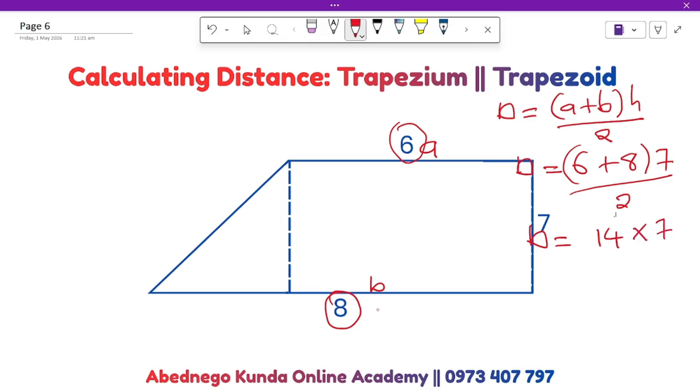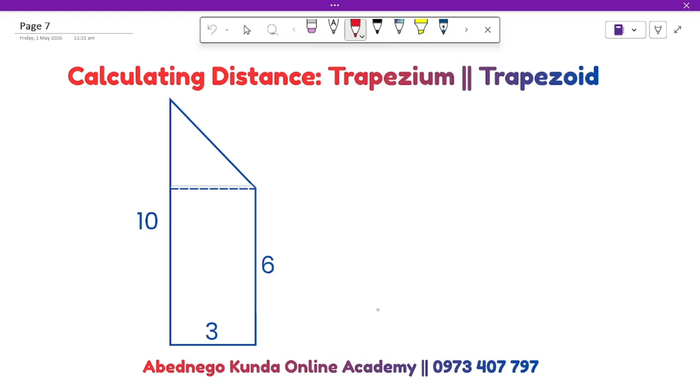Over 2. So distance would be equal to, we have different values. So here again, instead of saying 14 times 7, then I start dividing by 2 at the end, I'll just say 2 into 14 is 7, then 7 times 7 gives me a 49. So 49 meters, and we are done. We go to the last one.